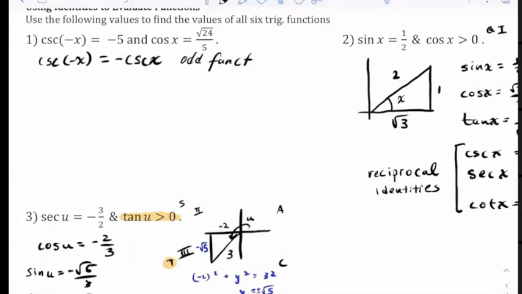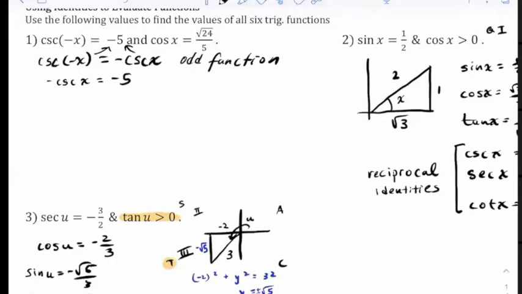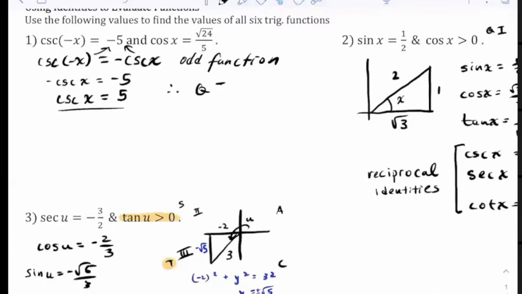Because that is true, we can then say that cosecant of negative x, since it's equal to -5, negative cosecant of x is also going to be equal to -5. So we can write that. Negative cosecant of x is equal to -5, which then allows us to simplify this as the cosecant of x is equal to +5. And now we can look at the fact that cosecant of x is equal to +5, sine is equal to positive √24/5. Therefore, I know that I must be in quadrant 1 because both cosecant and cosine are positive. So I can draw my triangle here.